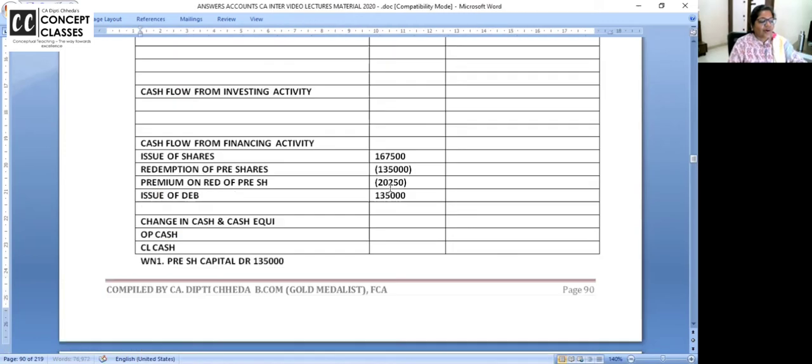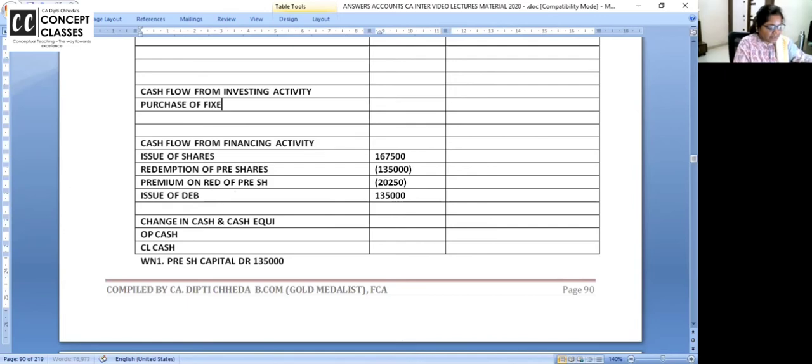Then now come to investing activity. Purchase of fixed assets. कहाँ से मिला? Working note 2. And how much is it? Bracket, हाँ? Purchase is outflow. भूलना नहीं है. 283,500. Purchase is outflow.